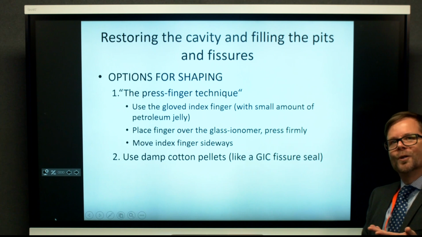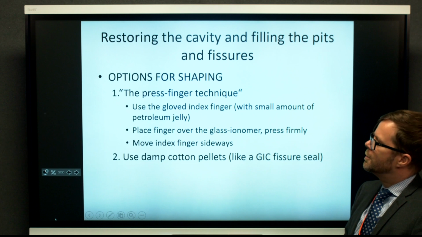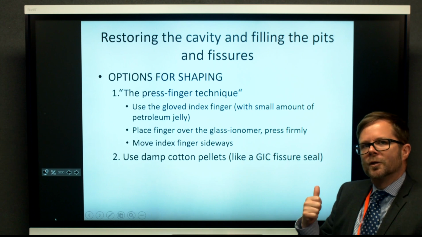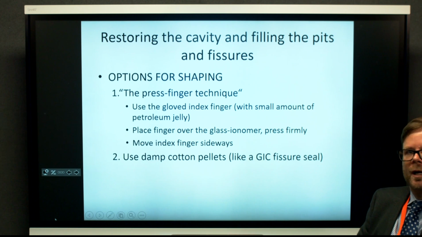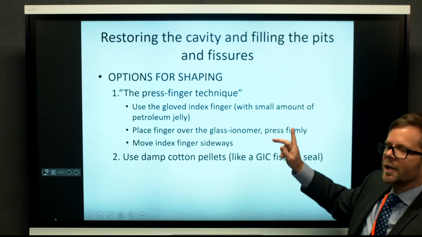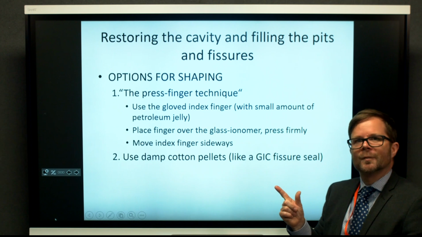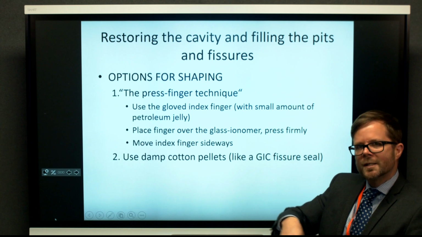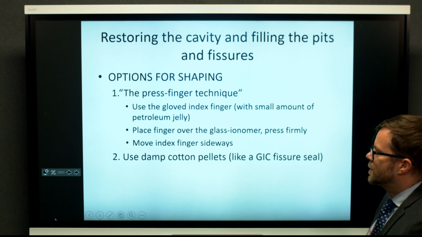As I said before, you can use conventional dental hand instruments, or you can use the so-called press finger technique, where you will press the material into the cavity with your thumb or finger with a small amount of petroleum jelly to prevent the GIC from sticking to the glove. Okay, press it down firmly and move the index finger sideways so that you're ensuring that you get the pits and fissures sealed as well.